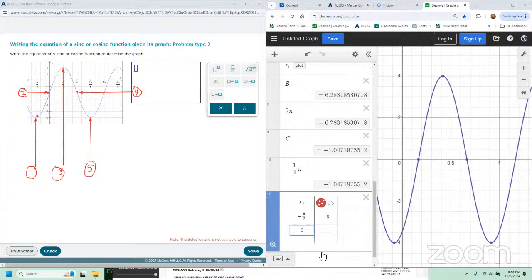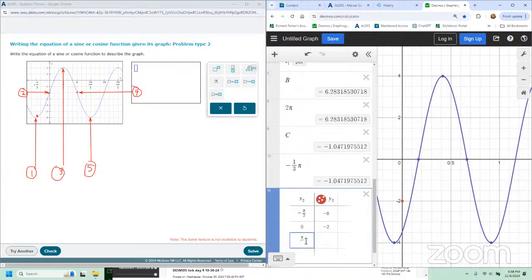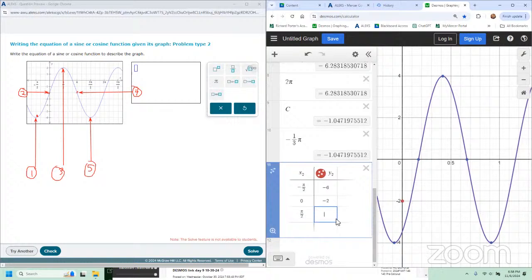Okay, so what did you say? What's the y value here? -2. Okay, now somebody besides Jake, tell me what the x coordinate is for number 3. Pi over 2. Very good, Octavio. And what's the y value there? 2. So now if I just hit enter here, it should give me, it didn't do it.